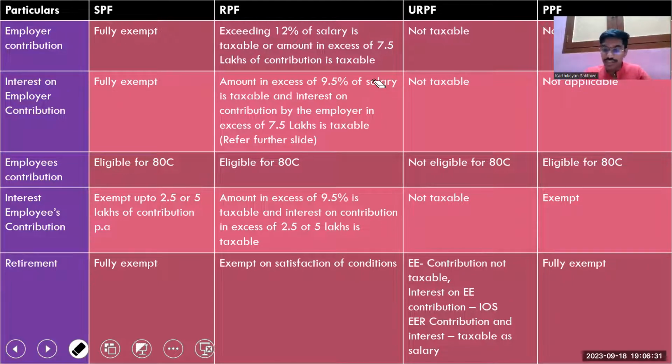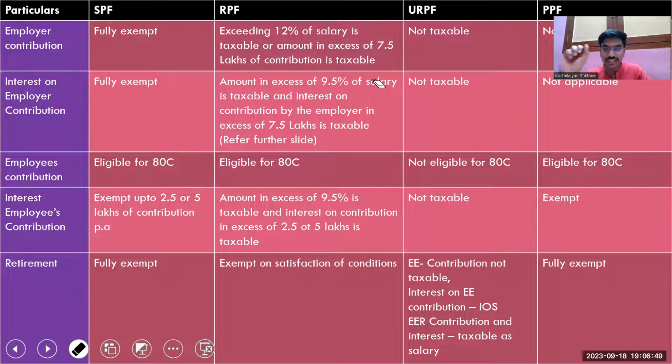Okay. So in case of statutory provident fund, employer's contribution, which is an income to the employee, is exempt from tax. Interest on employer's contribution is also exempt from tax. That's the first point. Second is the employee's contribution.